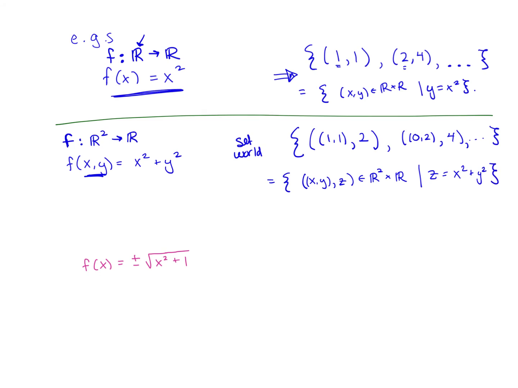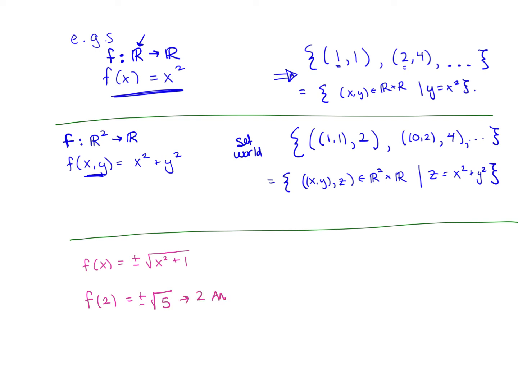Now for the last one here, this is actually a non-example, right? Here, if I said something like f(2), I would get plus or minus the square root of 2 squared, which is 4, plus 1, which is 5. So I actually got two answers here.